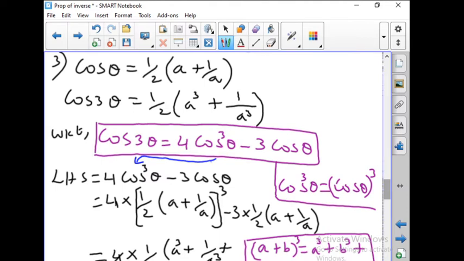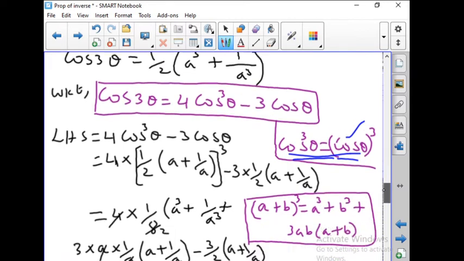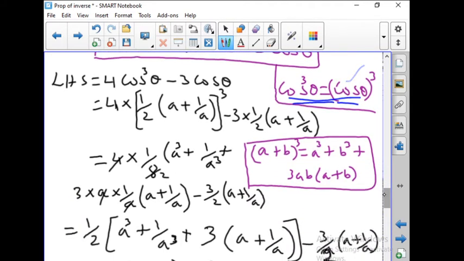Now substitute for cos theta. So we get 4 into 1 by 2 into a plus 1 by a the whole cube minus 3 into 1 by 2 into a plus 1 by a. We know that cos cube theta is cos theta the whole cube. That's why we have taken 1 by 2 into a plus 1 by a the whole cube. Now 4 into 1 by 8. 1 by 2 cube is 1 by 8.